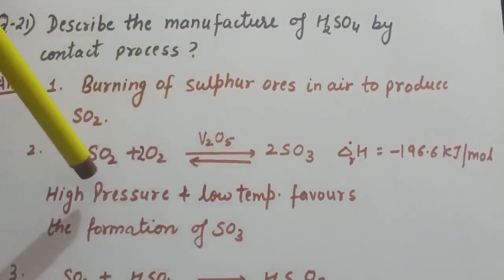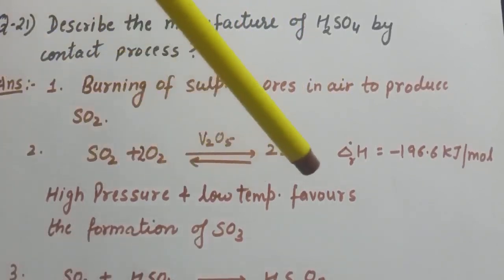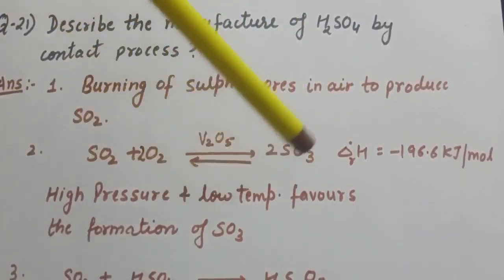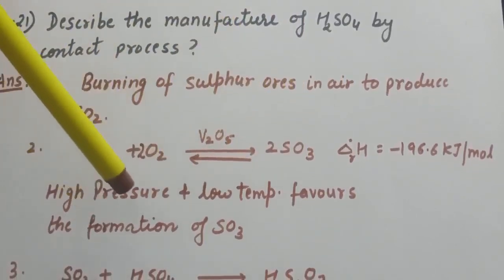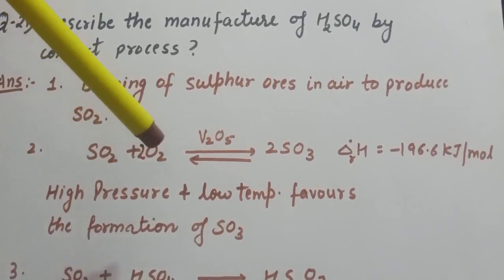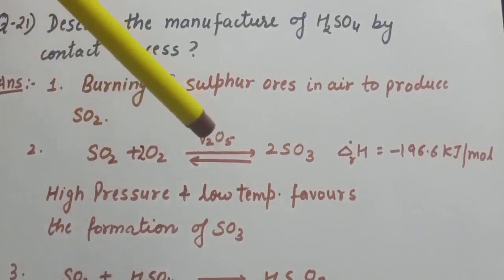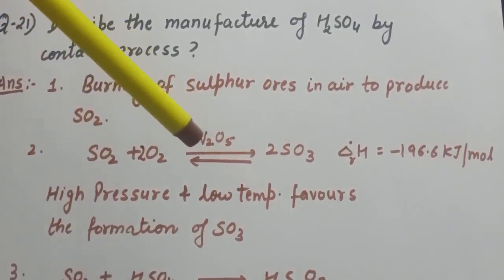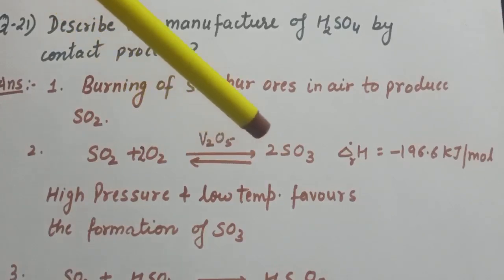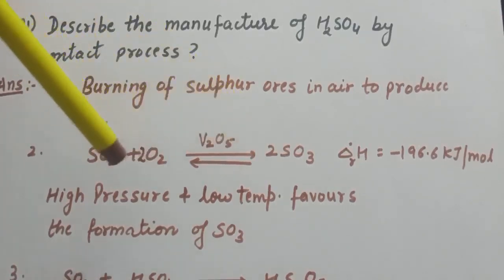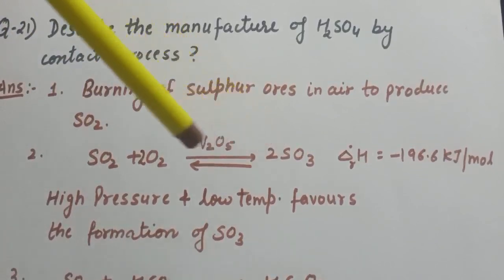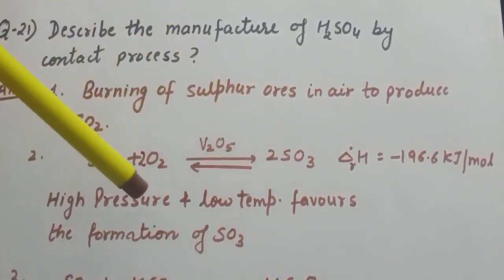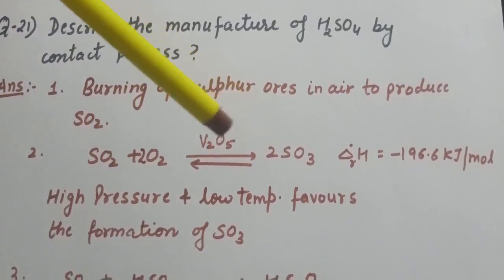So high pressure and low temperature favor the formation of SO3, because according to Le Chatelier's principle, when we increase the pressure, equilibrium will shift in that direction where we have fewer molecules of gas. So on the left hand side we have 3 moles, and on the right hand side we have 2 moles. So at high pressure this reaction will favor the forward direction.